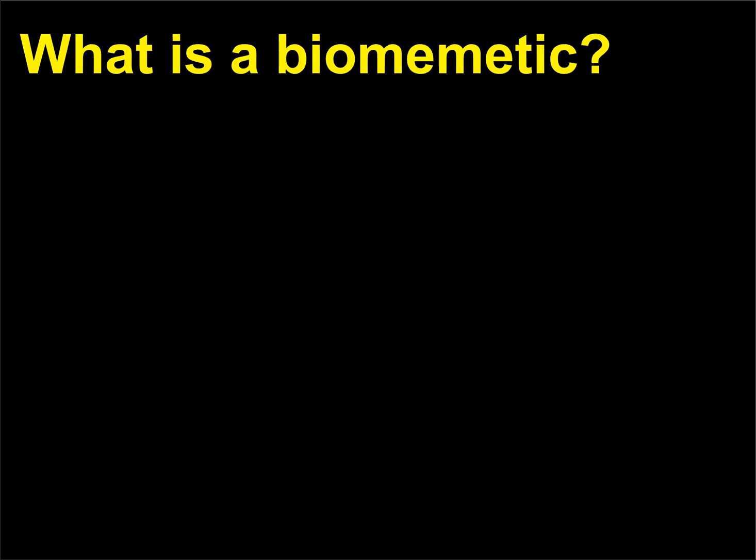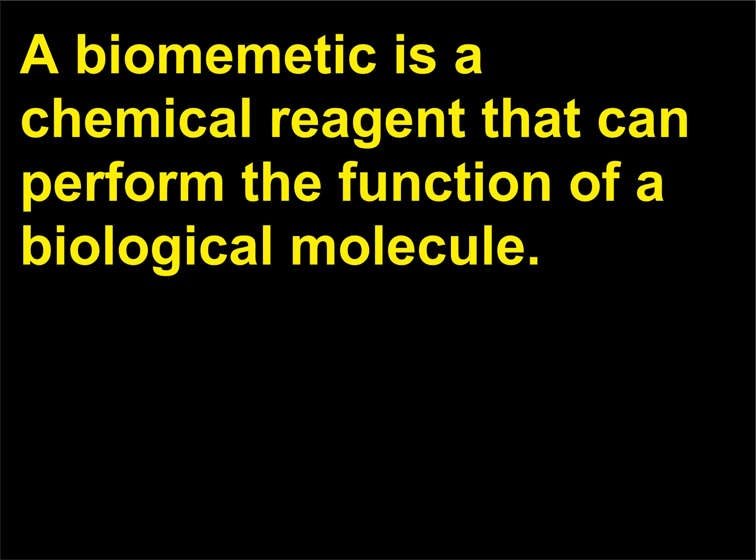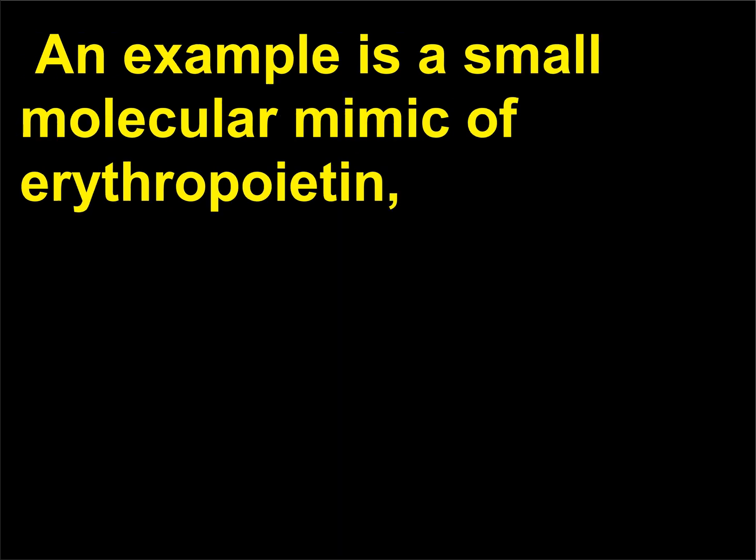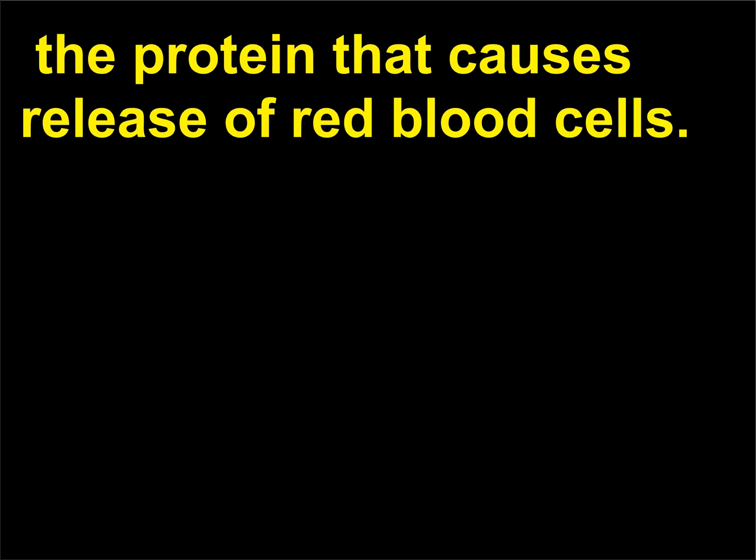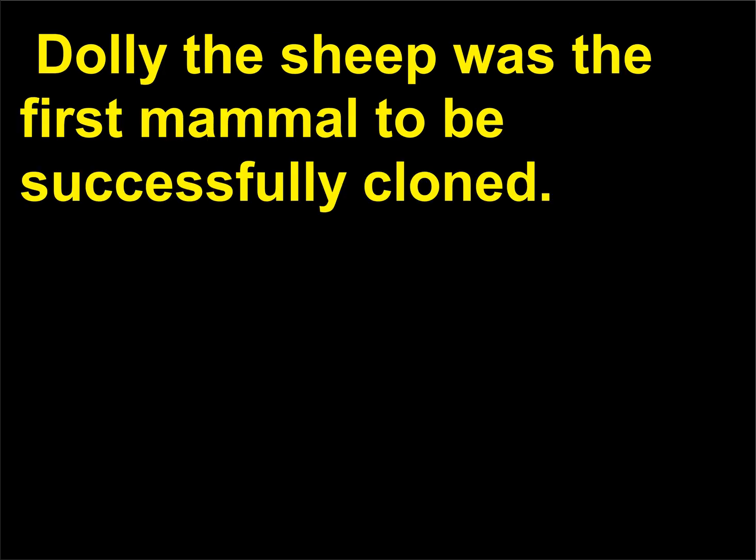What is a biomimetic? A biomimetic is a chemical reagent that can perform the function of a biological molecule. An example is a small molecular mimic of erythropoietin, the protein that causes release of red blood cells. Dolly the sheep was the first mammal to be successfully cloned.